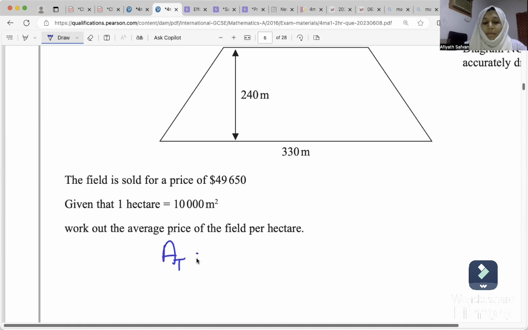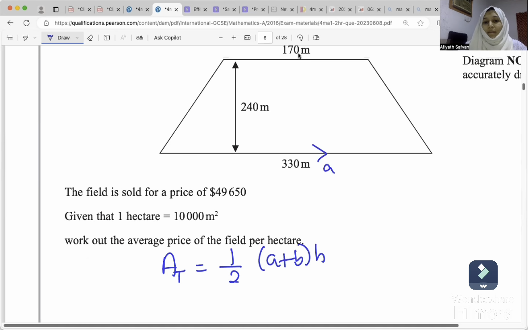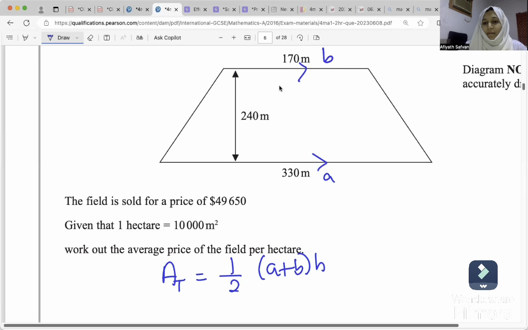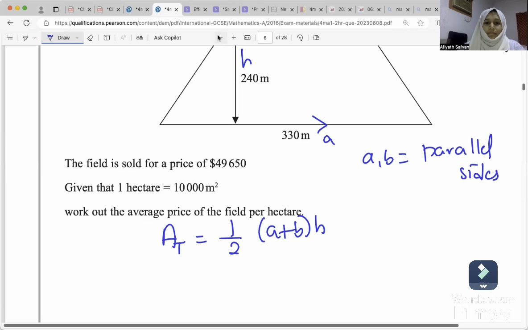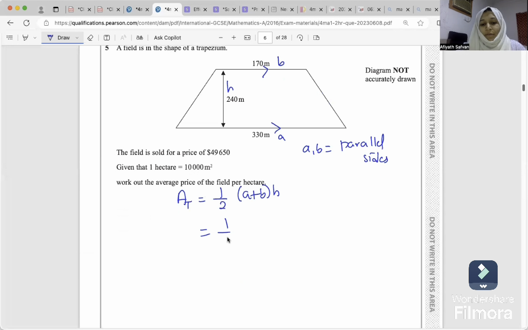Therefore, the area of the trapezium is given by half times (a plus b) times height, where a is this and b is this, and this is your height. a and b are the two parallel sides, and h is your height. So as a result, just substitute the values of a and b, which is 330 plus 170, times the height, which is 240.